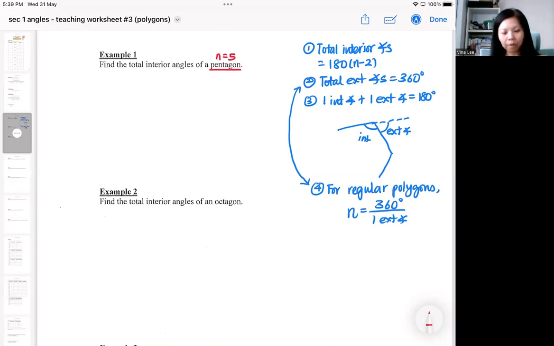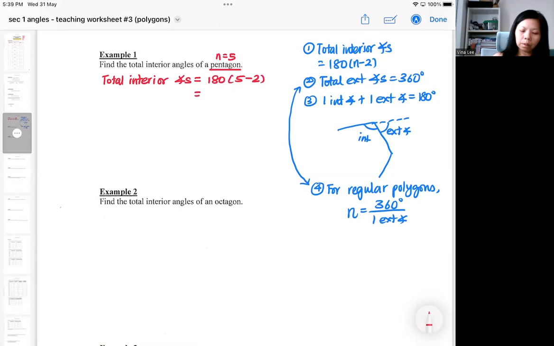A pentagon is n equals 5, and there are 5 interior angles. So they are asking you, if you add up the 5 interior angles, what will it add up to? When we say total interior angle, that means in total there are 5 angles. What do they add up to? So you simply apply the formula, n is equal to 5. n is the number of sides. And then you just punch the calculator.